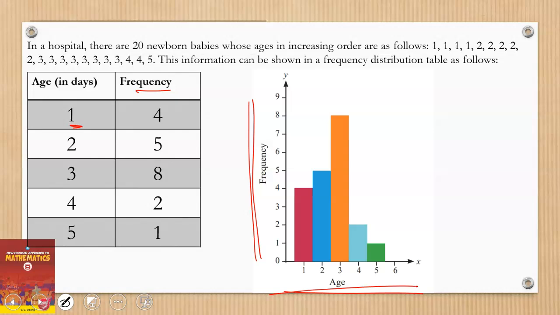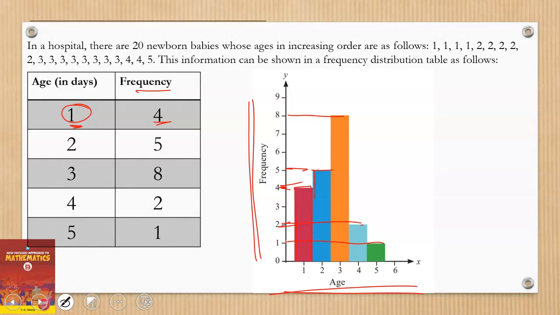And you can see that those in day one age, their frequency is 4. So we plot the box or the rectangle up to the 4th position here. And then those on day 2, that is the blue one, also goes to 5. Those in day 3, that is the orange one, goes to 8. And those with light blue, that is the day 4, is 2. So you can see up to 2 here. And then finally, day 5 is up to 1. And so that is how we work with frequency.